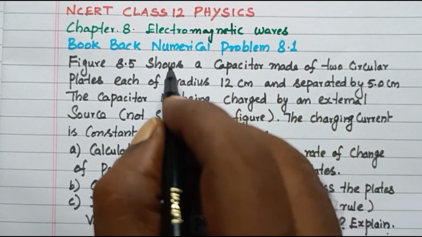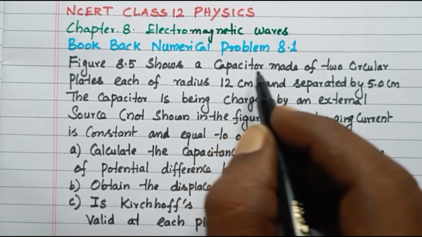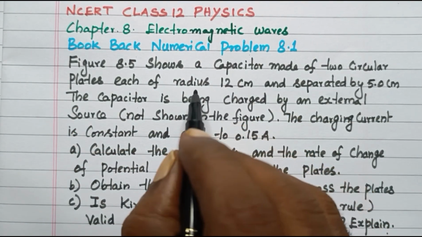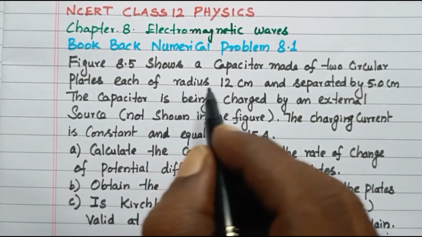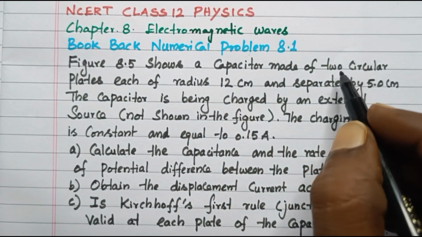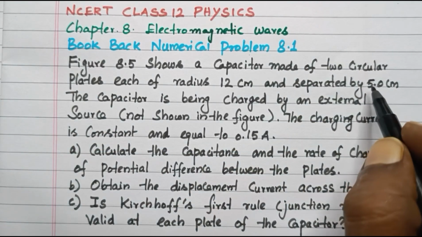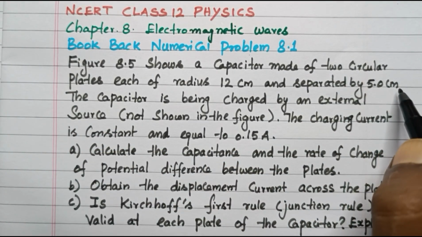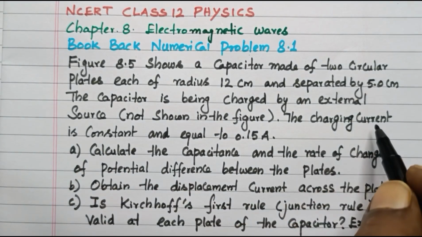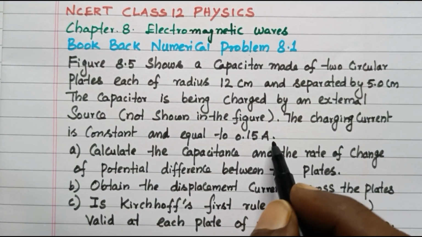A capacitor is shown in a figure. This capacitor is made of two circular plates. Radius of the circular plates is given as 12 cm. The distance separation between the two plates is given as 5 cm. The capacitor is charged by an external source. The charging current is 0.15 ampere.